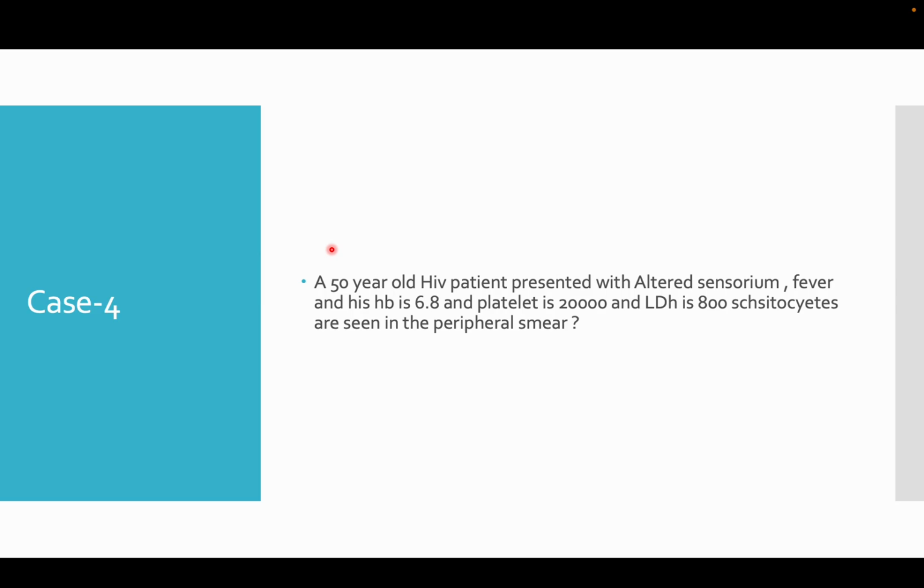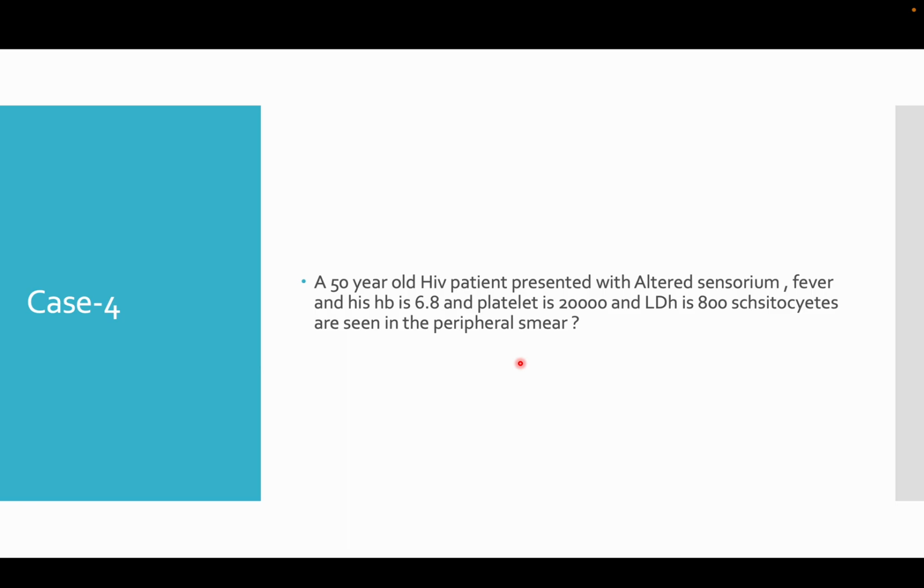TTPs are generally divided into two types. Congenital is called Upshaw-Schulman syndrome, where there is congenital ADAMTS13 deficiency. Before labeling it as TTP, first what we need to do is check the ADAMTS13 level. If the activity is less than 10%, it is a TTP. More than 10% is not a TTP. First we check for the ADAMTS13 functional activity. If it is less than 10%, that is a TTP.